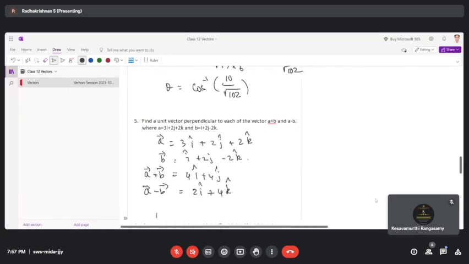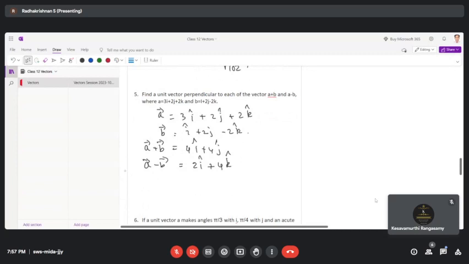Now, what is the vector perpendicular to these two vectors? It's cross product, right? The cross product of two vectors will be perpendicular to the two vectors. So all you have to do is write down the cross product. That will be a vector. But we need the unit vector. So you'll get some vector, but you have to convert it to the unit vector. That's all.